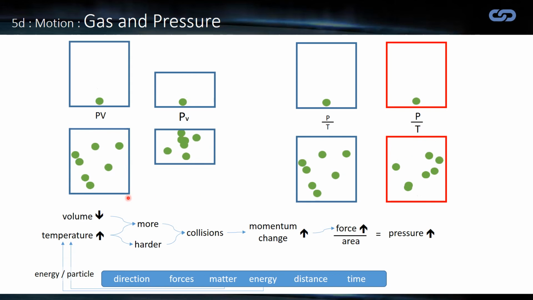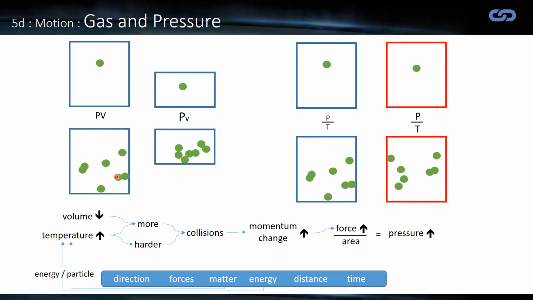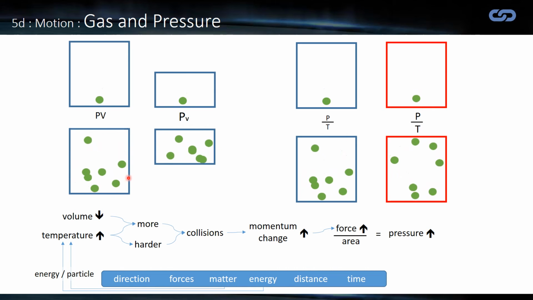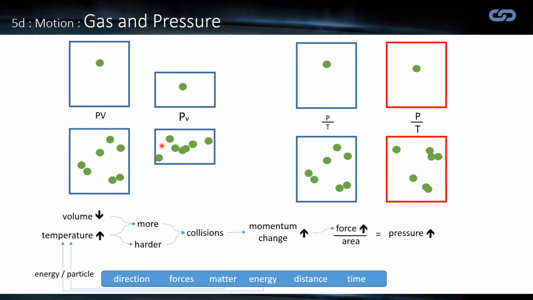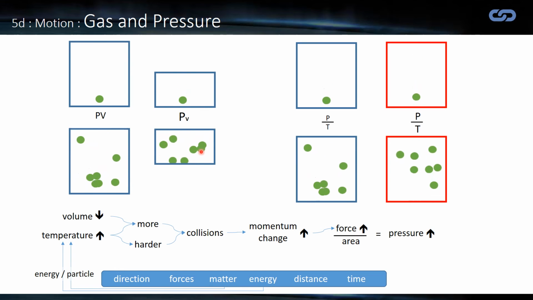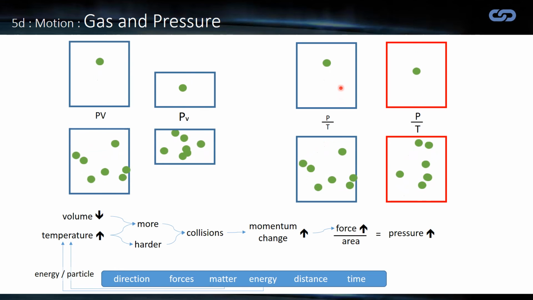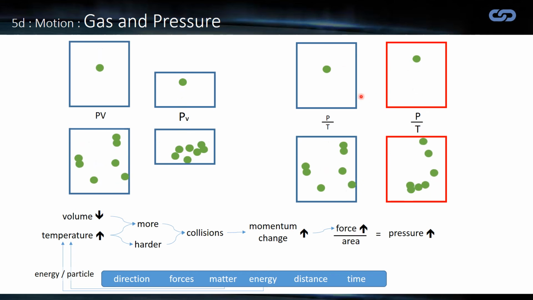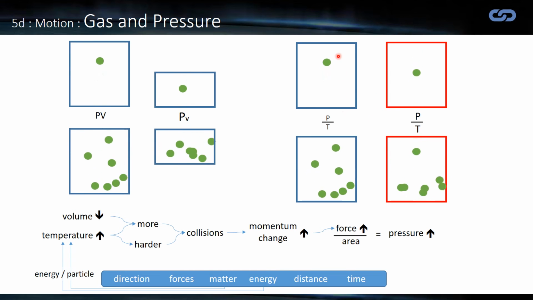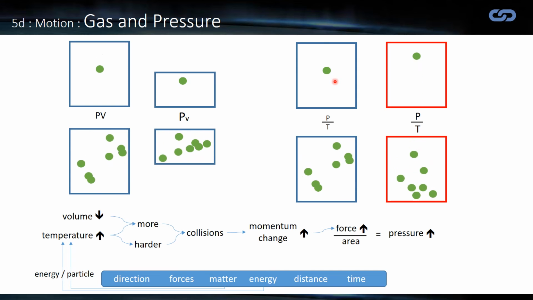Now we can see that on a more complex scale here. We've got lots of particles bouncing around in all sorts of directions, but again, if we have less volume, there are going to be more collisions, therefore more pressure. Now over here we have the same volume, but now we have more temperature, or higher temperature. Again, we start simple with just one particle.